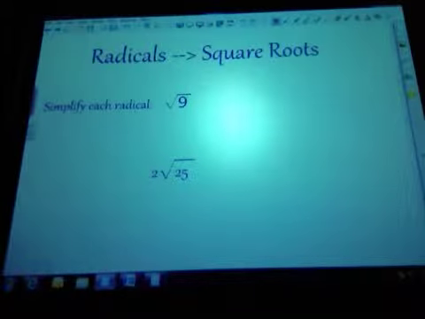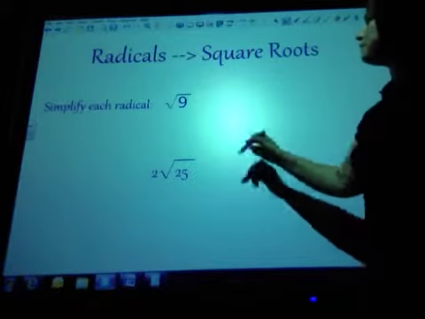Today we're going to talk about radicals, and radicals are just square roots. It's just a fancy name for square roots. So if we simplify the radical, that means get the best answer that you can, or the simplest answer that you can. So we need to see, what's the square root of 9? Well, we all know the square root of 9 is 3.